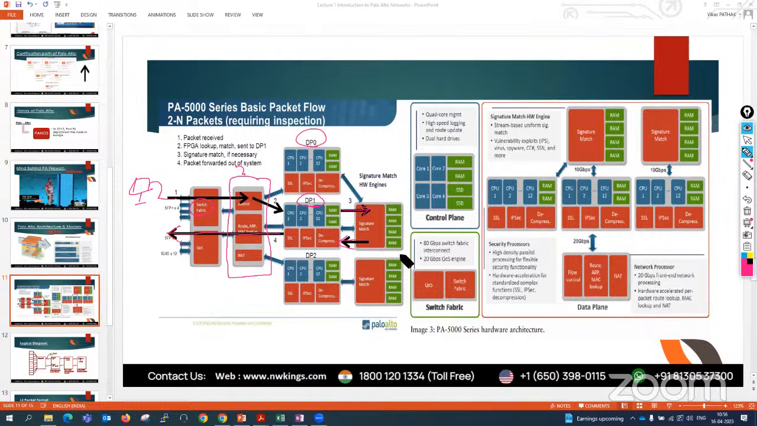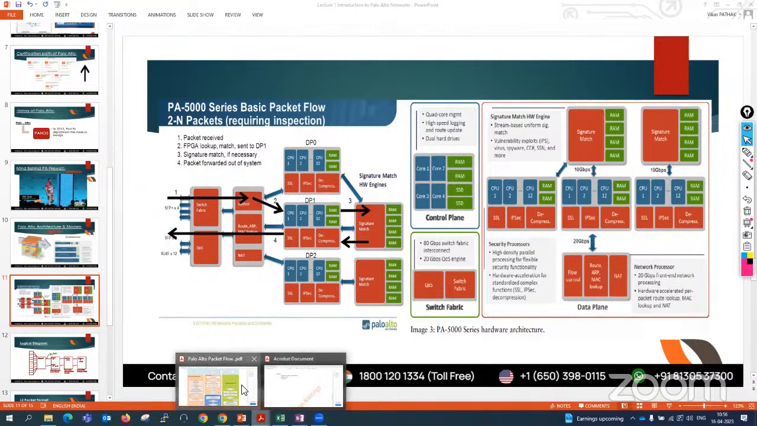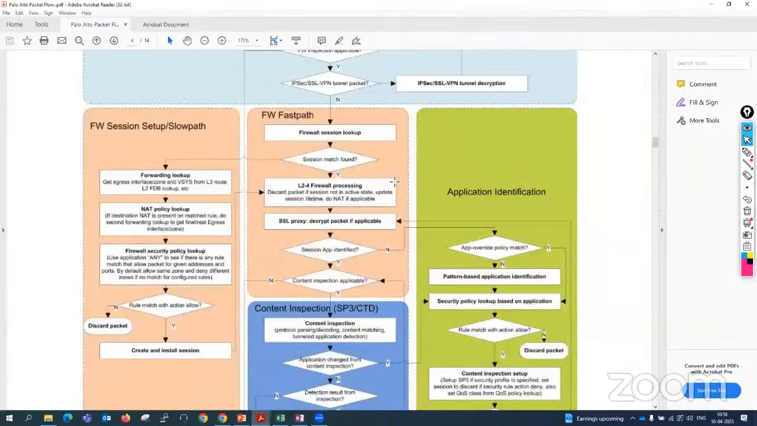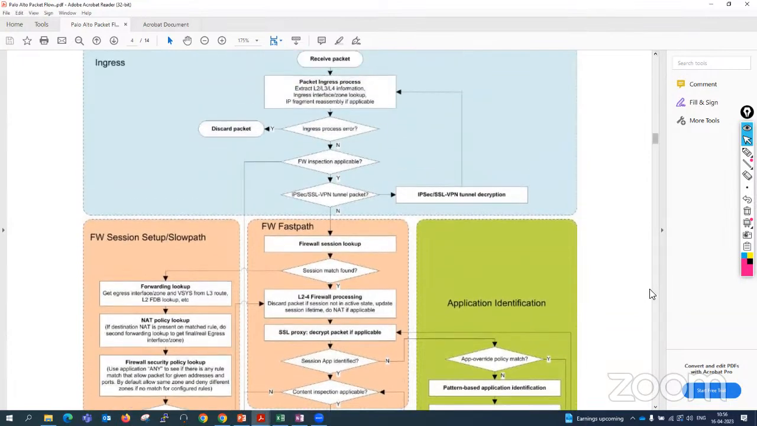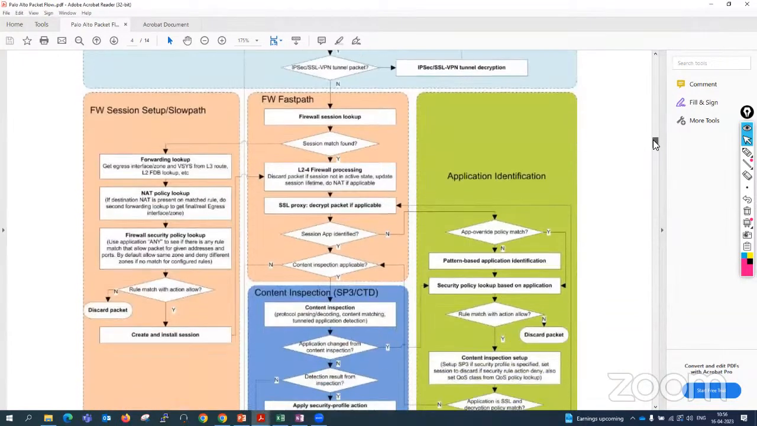So, for right now, it's a very broad overview I'm giving you. We will be able to understand this very clearly when I discuss this diagram in Saturday's class. This is the packet flow of Palo Alto. When we discuss the firewall slow path, the fast path and the application path, you will be able to connect the dots which are there in your mind right now.